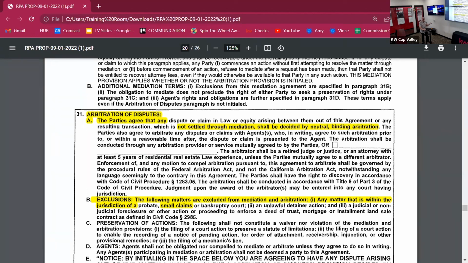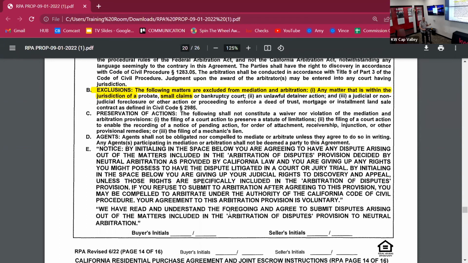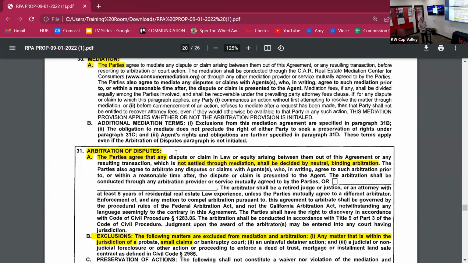Now, can you avoid arbitration? One circumstance in a real estate contract where you can avoid this is if the other party refuses to mediate or refuses to arbitrate. Then you can go to court, and that can be small claims court. The other way to avoid arbitration is if the amount of damages is less than $10,000. The plaintiff can go to small claims.